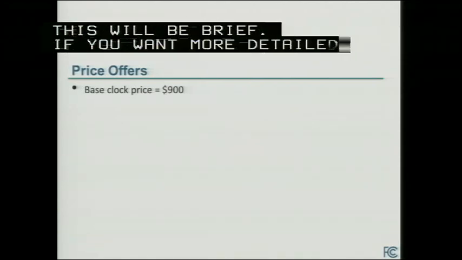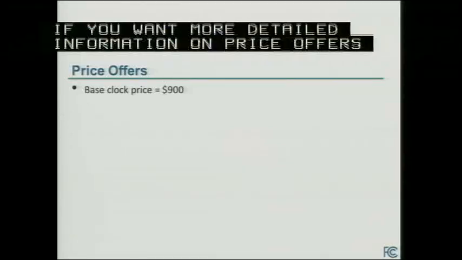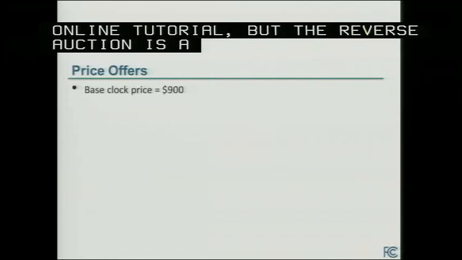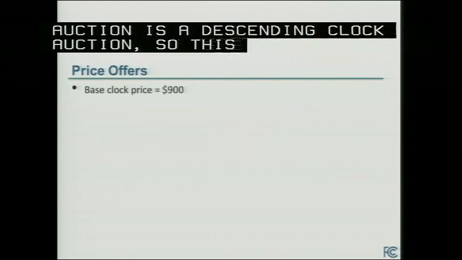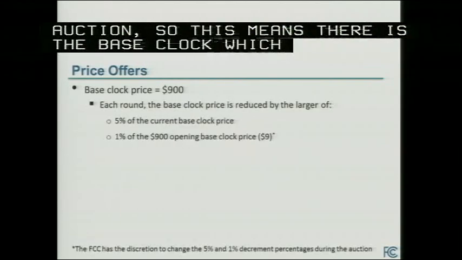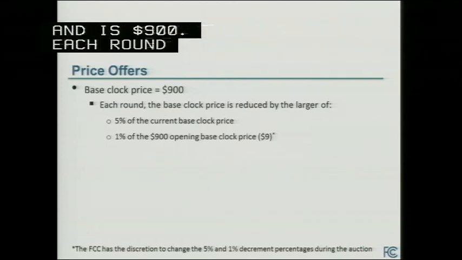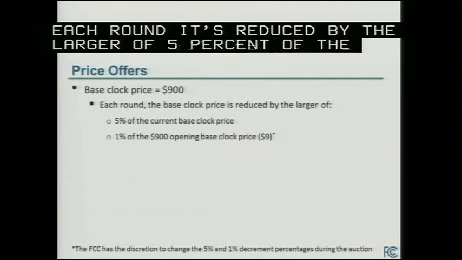But the reverse auction is a descending clock auction. Therefore, this means that there is a base clock, which in this auction is $900. Each round, the base clock is reduced by the larger of 5% of the current base clock price or 1% of the $900 opening price.